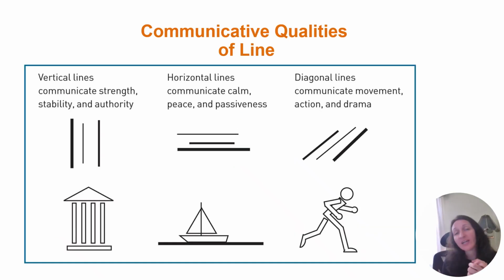Okay, so there's communicative qualities to line. Vertical lines are going to create this sense of authority and stability. Horizontal lines are going to create this sense of calm, passiveness, slow time, and then diagonal lines are going to communicate action, drama, fast time, right? So it's odd to think about, but line communicates a lot. Let's look at some examples.